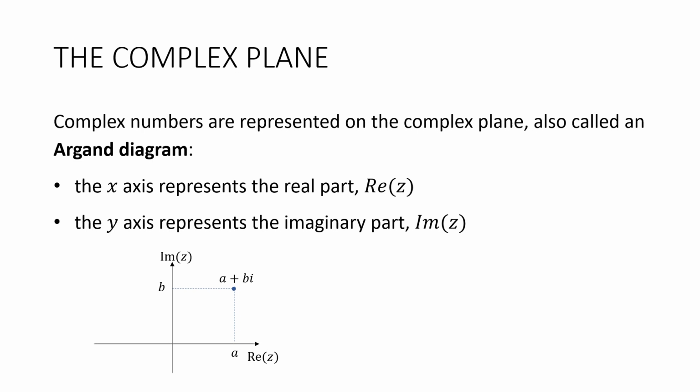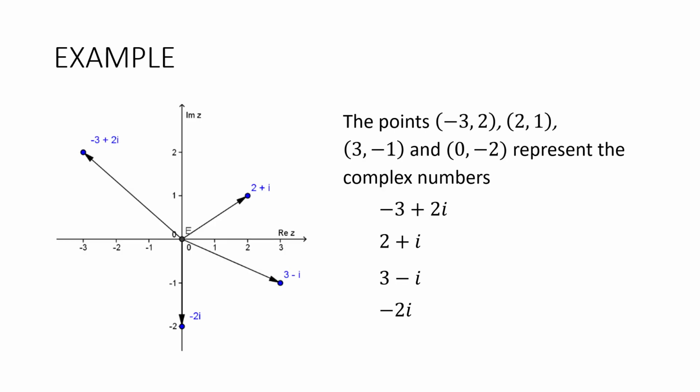Now, as we've learnt, imaginary numbers cannot be represented on a real number line. So instead, we represent complex numbers on a complex plane, and this is also called an Argand diagram. The x-axis represents the real part of the complex number, and the y-axis represents the imaginary part. So in this example, the points (-3, 2), (2, 1), (3, -1), and (0, -2) represent the complex numbers -3 + 2i, 2 + i, 3 - i, and -2i.